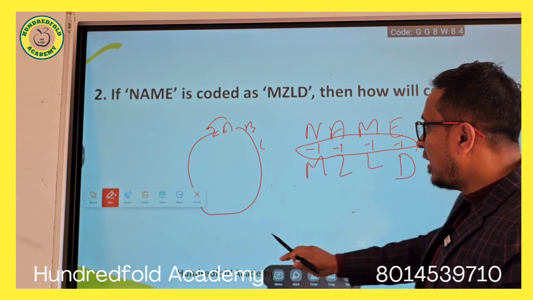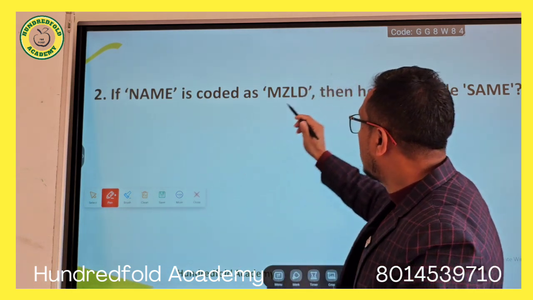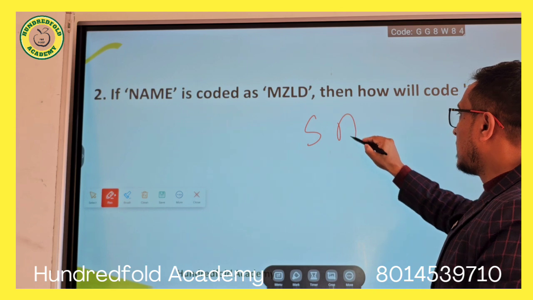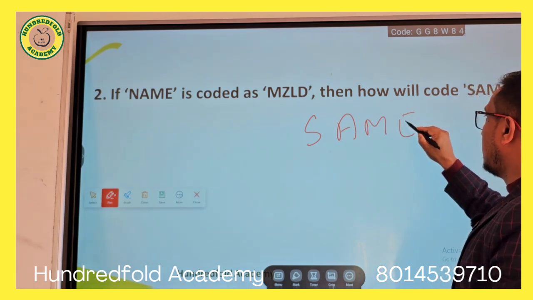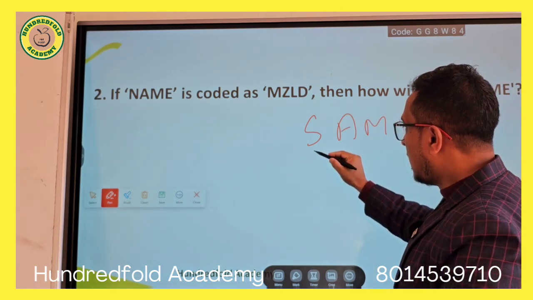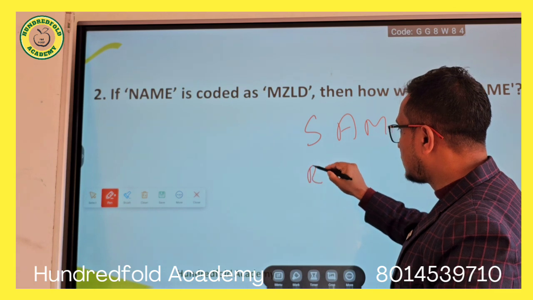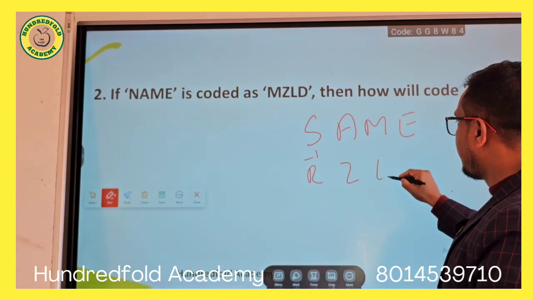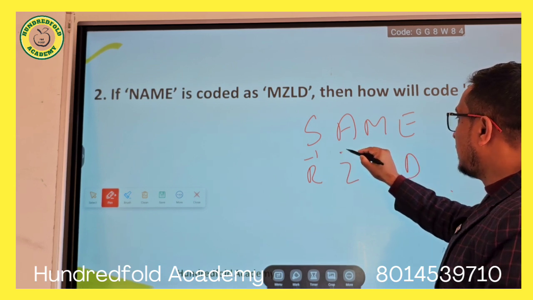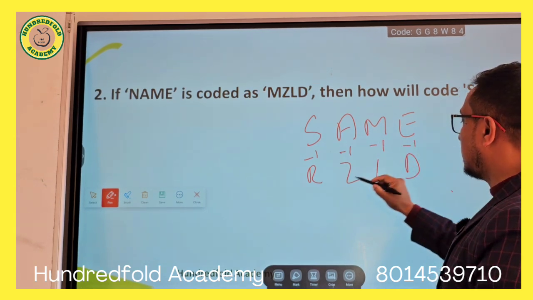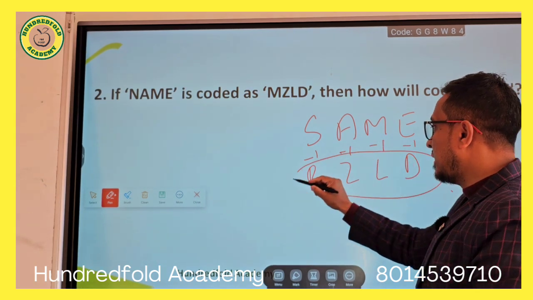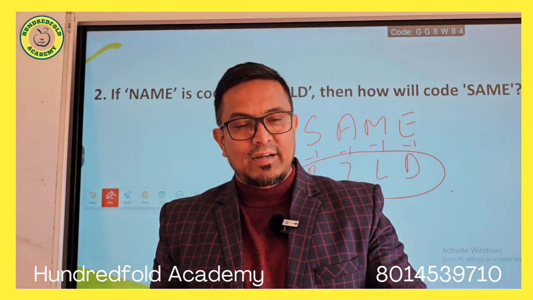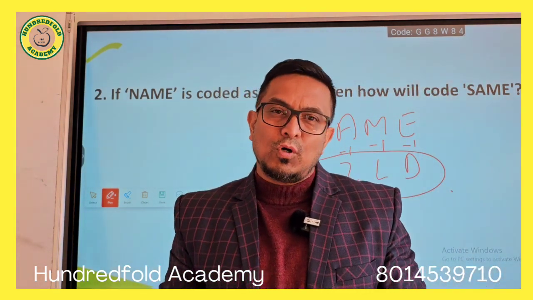So the same way, you'll do the same for this word, S-A-M-E. R becomes S, so -1 is R. A again Z, L, M, D, E. So then you got -1, -1, -1. So your answer is R, Z, L, D. Okay, so that's basically how you do coding, decoding.